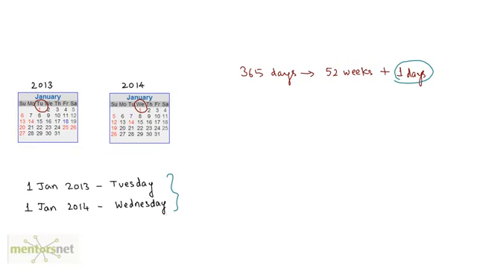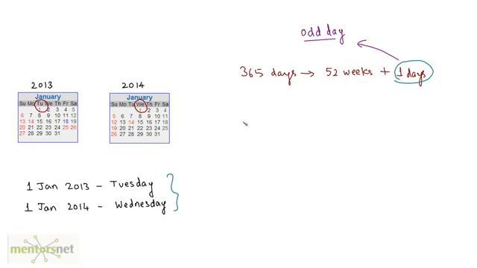This extra day is basically called an odd day. The definition of an odd day is that in a given period, the number of days more than the complete weeks are called odd days. So this is one day more than the complete week. So this is an odd day.